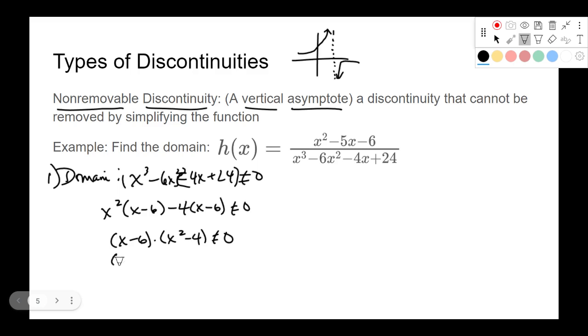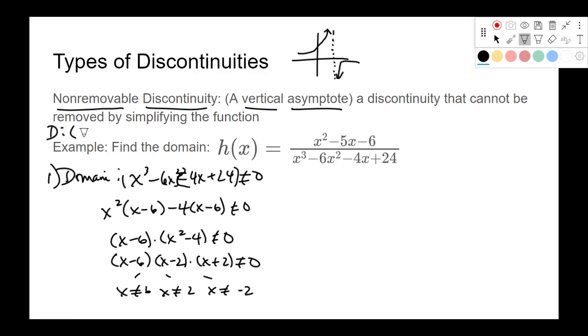Now the x squared minus 4 will factor again. It gives me x minus 6 times x minus 2 times x plus 2. Okay, x squared minus 4 factors as the difference of two squares. And now I have 3 discontinuities: x can't be 6, x can't be 2, and x can't be -2. So my domain for this is quite lengthy. It is from -infinity to -2, -2 to 2, 2 to 6, and then 6 to infinity.